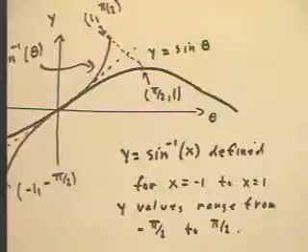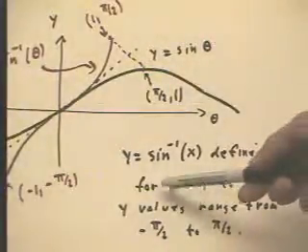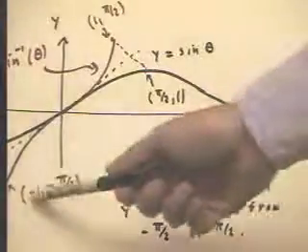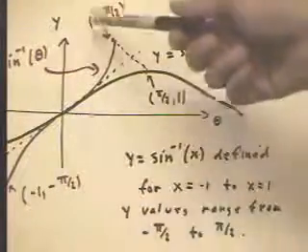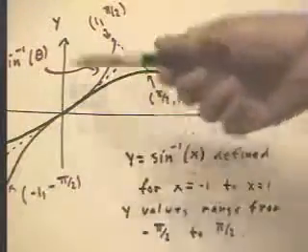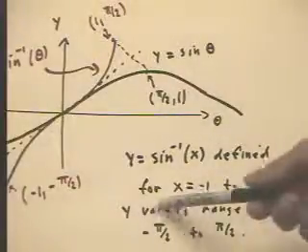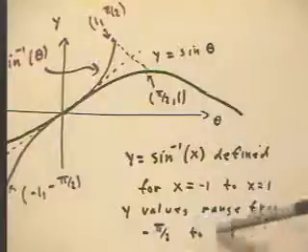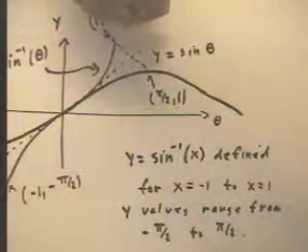And here again we state that the inverse sine is defined for x equals negative 1 to 1, because of course we go from negative 1, negative pi over 2 to 1, pi over 2, x equals negative 1 to x equals 1. Y values range from negative pi over 2 to pi over 2, as stated here.